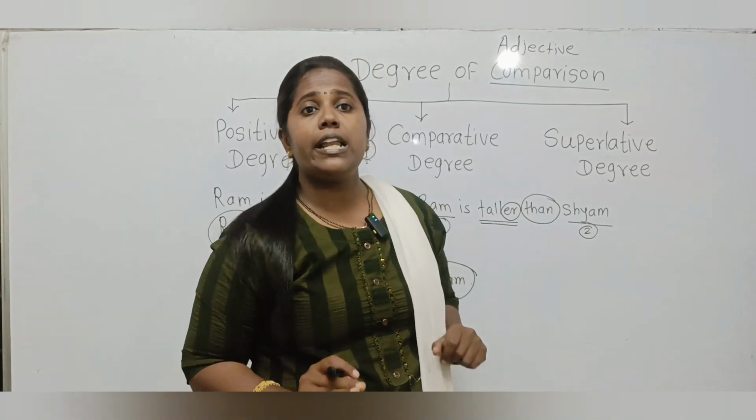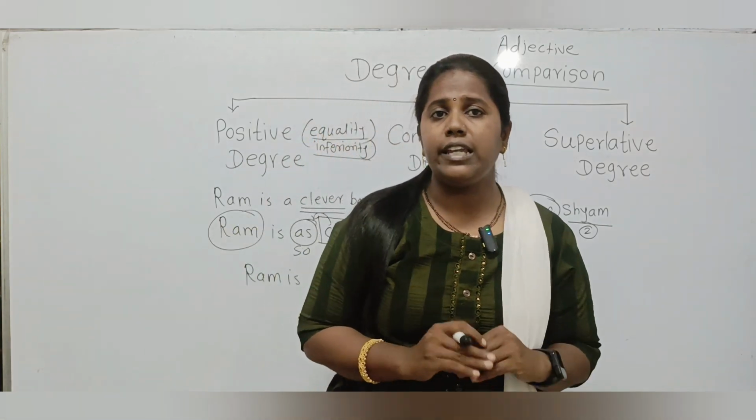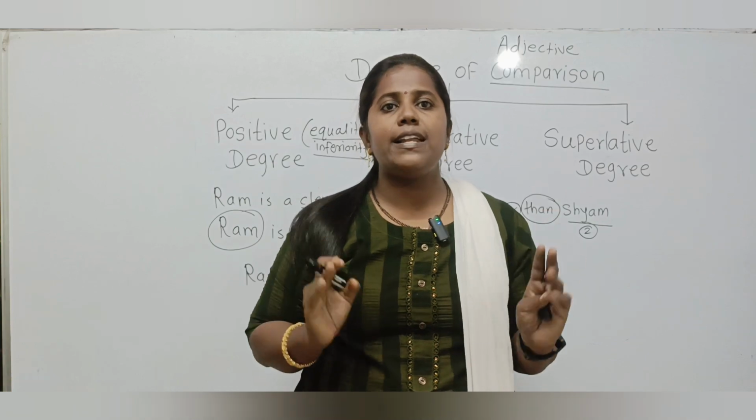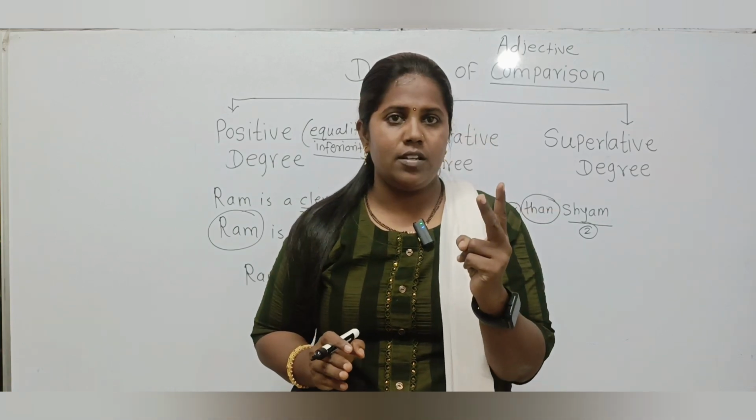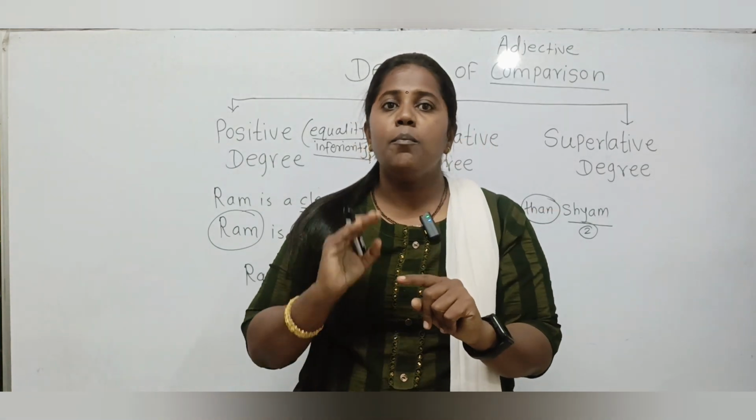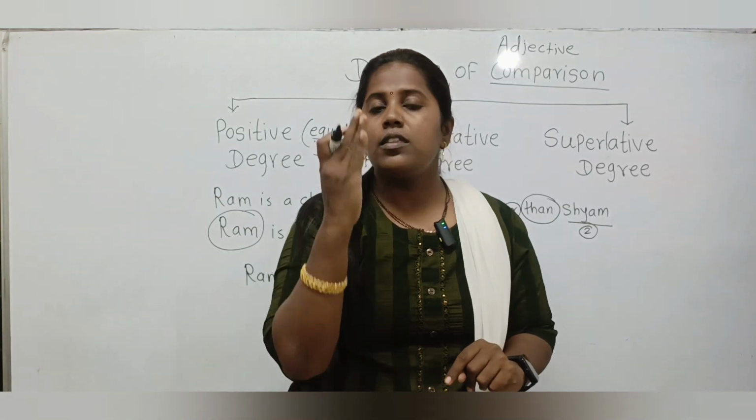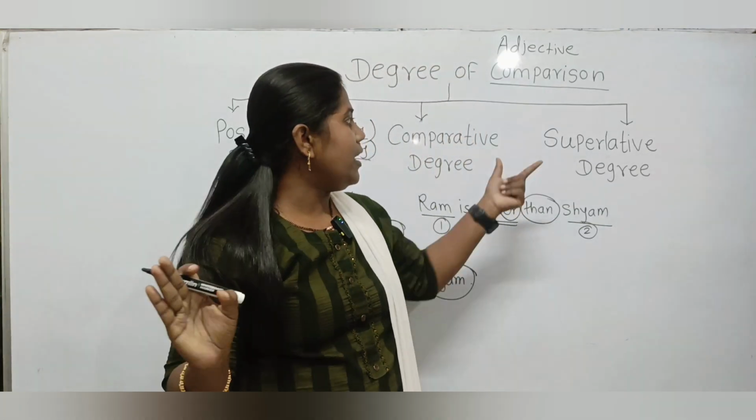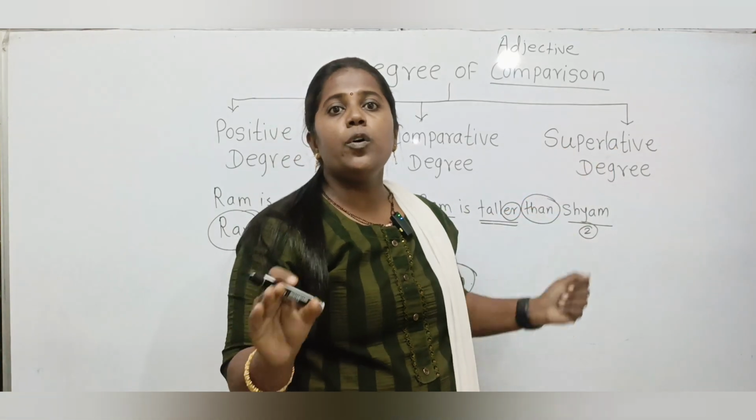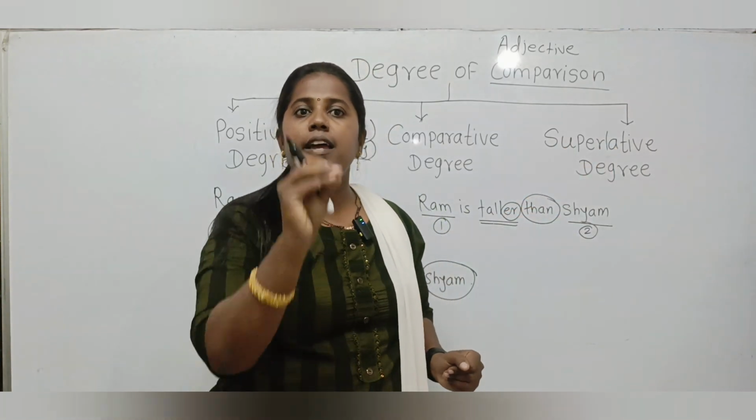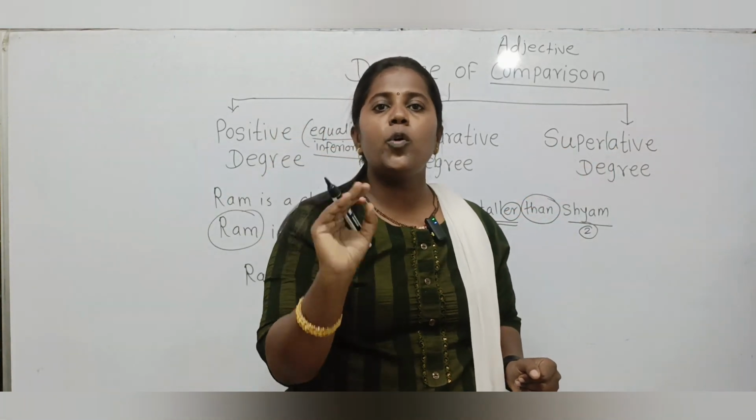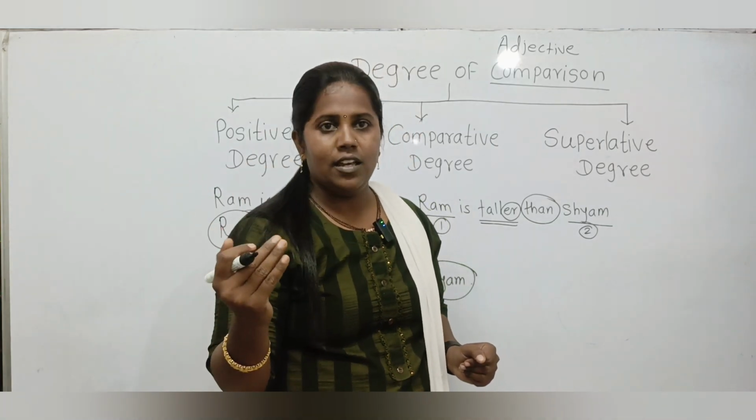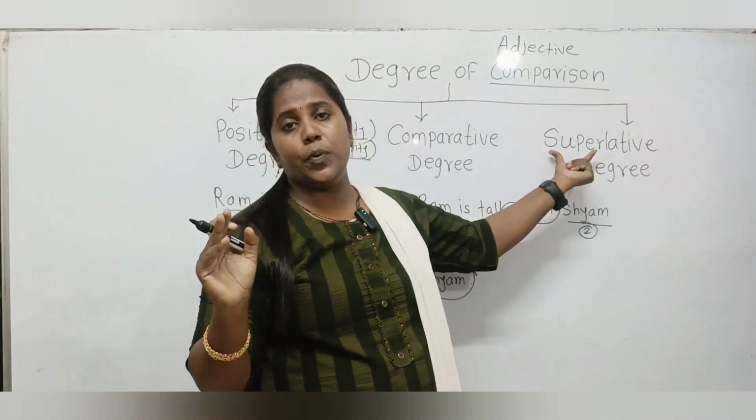In superlative degree, there is one important thing you need to understand, that is you can't find comparison between only two persons. There must be more than two persons. Then and then that can be superlative degree. Otherwise there can't be superlative degree. So if you want superlative degree, then there must be more than two persons, more than two objects, more than two places. Then and then you can use superlative degree.